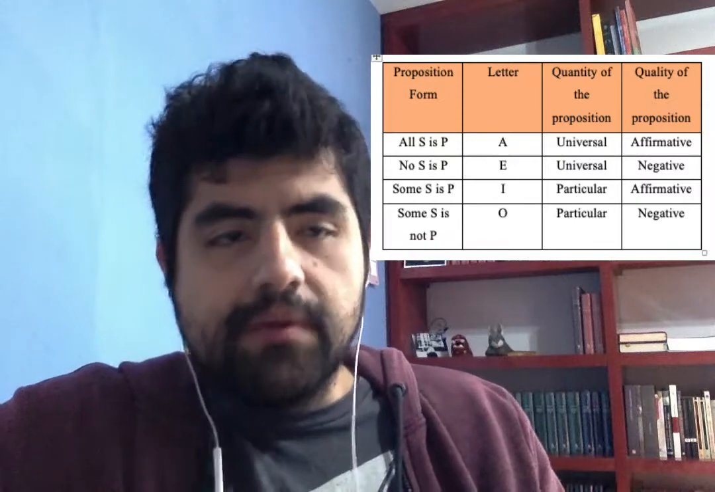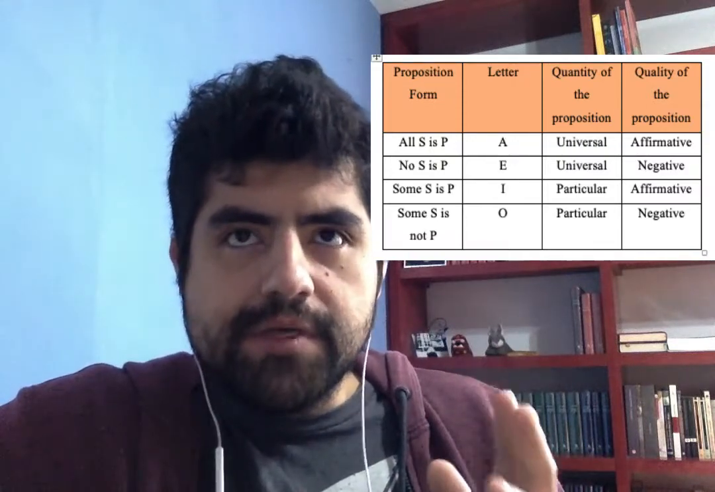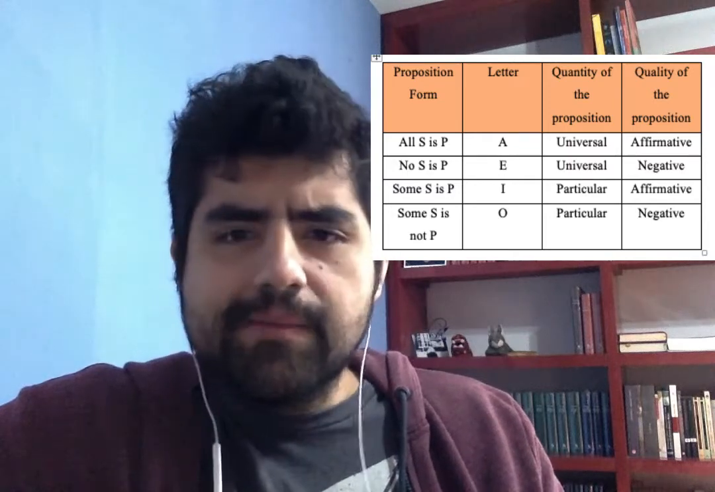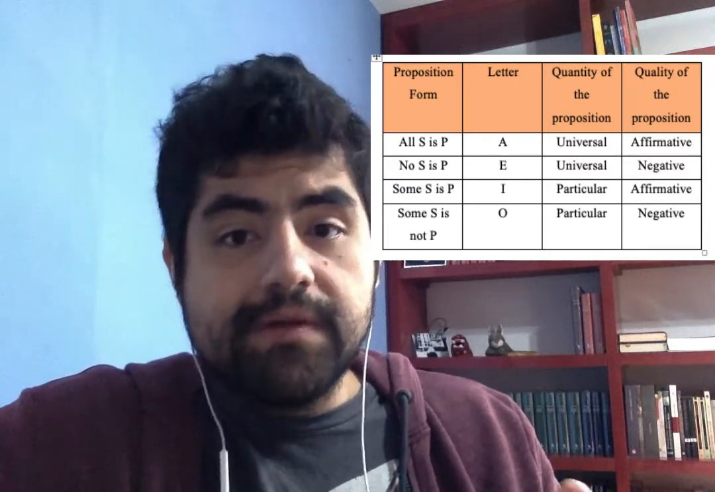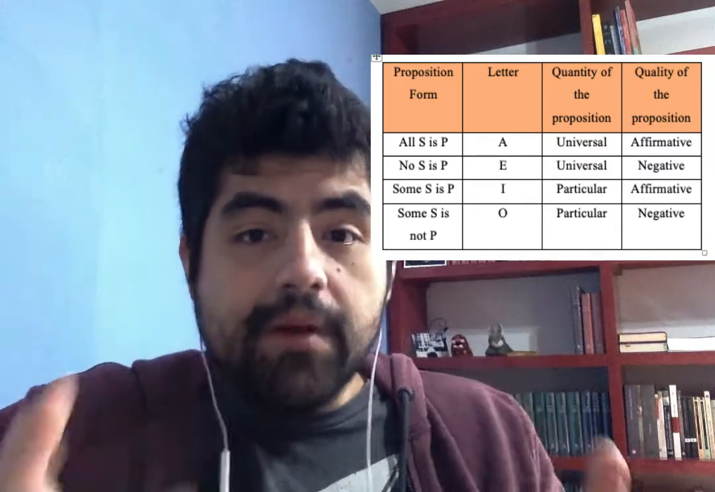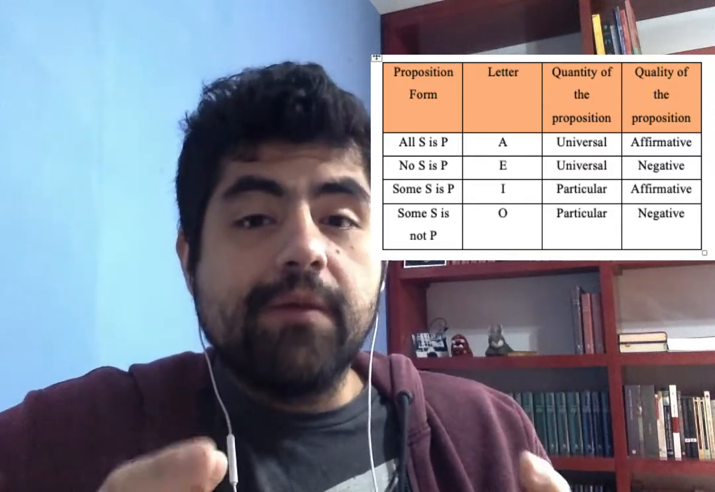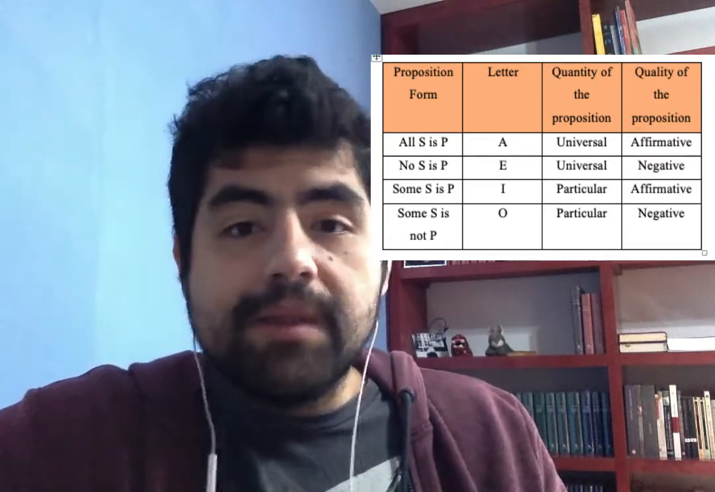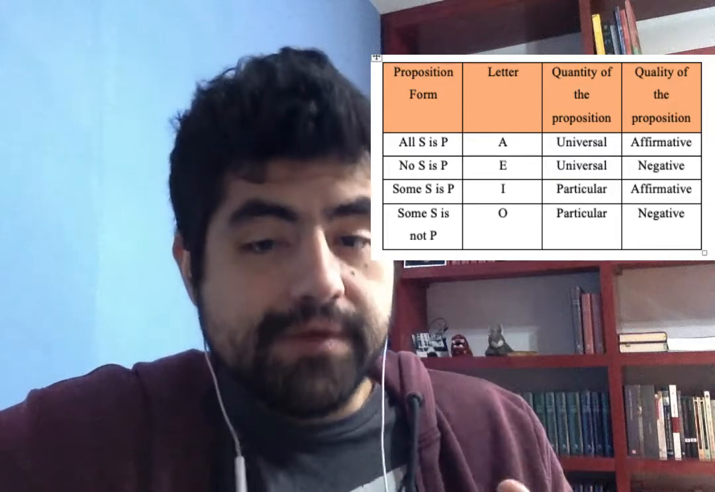And a brief summary of the categorical proposition chart can be seen here. For example, the proposition type A is universal affirmative. Let's make an example: All the students of logic are amazing. "All the students of logic are amazing" is a universal proposition that we are affirming of all the students. We are stating, or we are referring to all the members of the class of the students of logic.